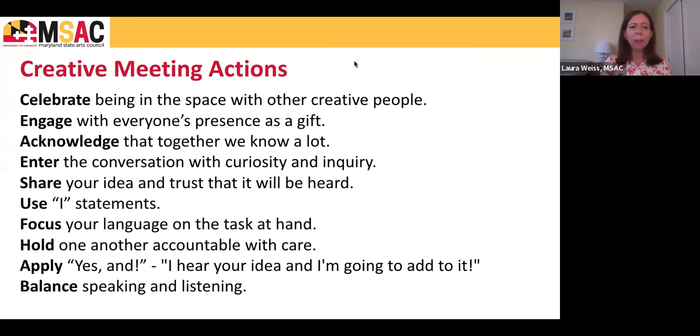We begin all of our public meetings with what we call our creative meeting actions. So we invite you to really embrace these ideas throughout our time together today. And that is to celebrate being in the space with other creative people, engage with everyone's presence as a gift, acknowledge that together we know a lot, enter the conversation with curiosity and inquiry, share your idea and trust that it will be heard, use I statements.